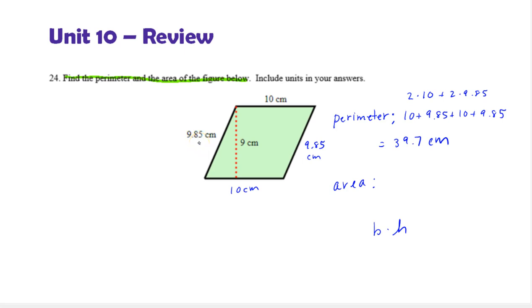So the area is going to be the base of 10 times the height, which equals 90, in this case, square centimeters, because I'm measuring area, the amount of squares that fill up the parallelogram. Let's look at the next one.